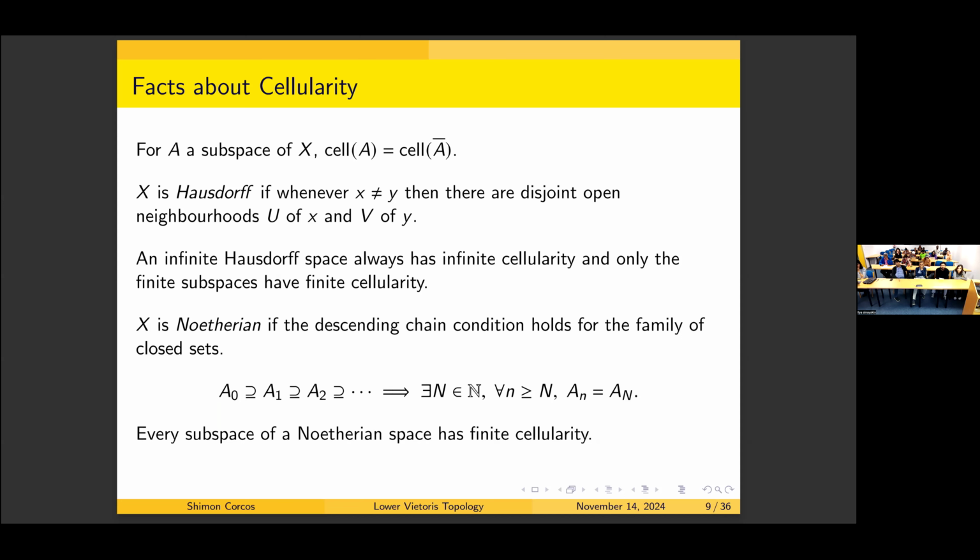But if you're looking at spaces which are used, say, in algebraic geometry, you can come across the notion of a Noetherian space, where the descending chain condition holds for the closed sets. And in that space, every subspace has finite cellularity.